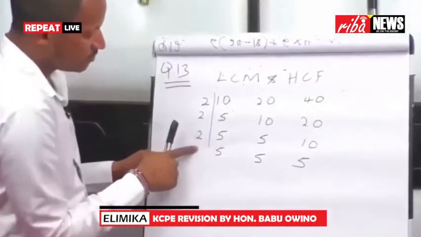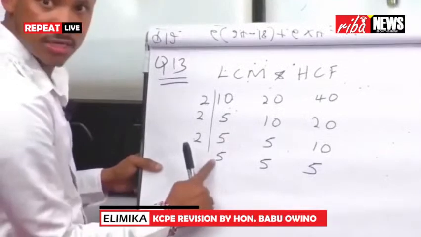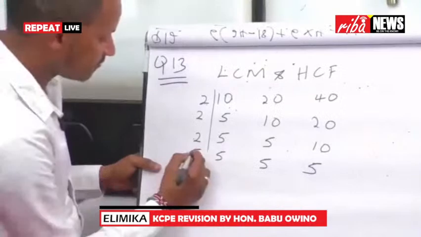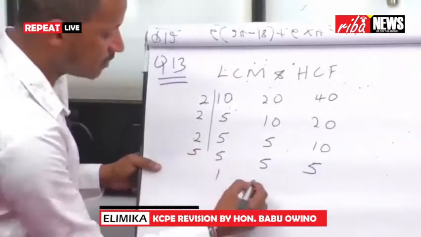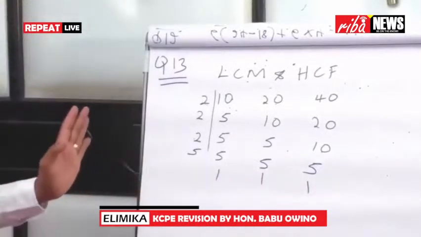Now we can't use 2 again because there will be a remainder. We can't use 3, there will be a remainder. We can't use 4. Therefore, we use 5. 5 goes into 5, 1, into 5, 1, into 5, 1. Once you reach 1, you stop there.